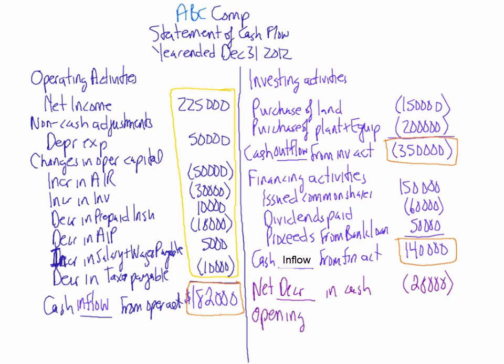Then I do my opening cash. Where do I get my opening cash number from? Statement of financial position, prior year, right? Prior year, what is that total? $80,000. Now, if I add these two together, which I'm going to do right now, and don't forget this is $28,000, I have $52,000.